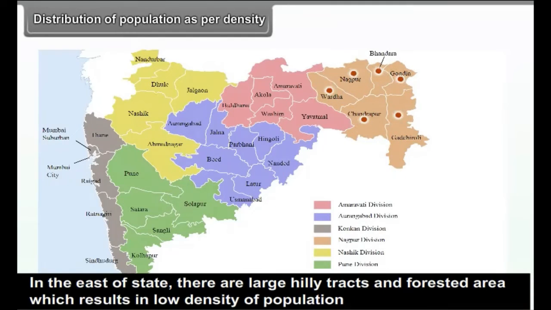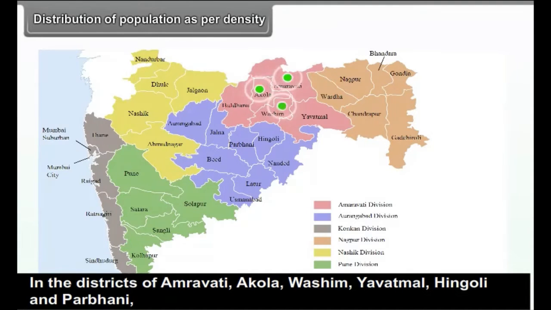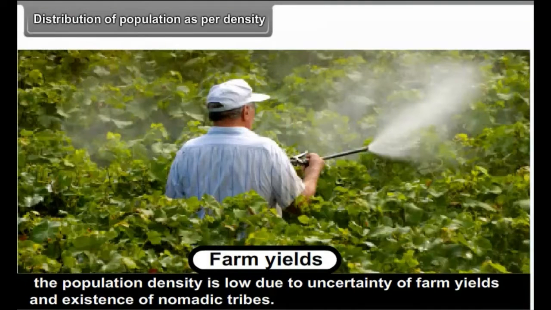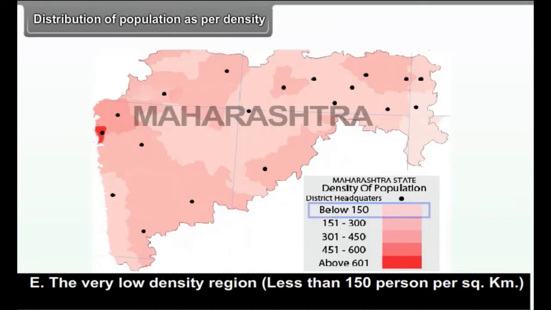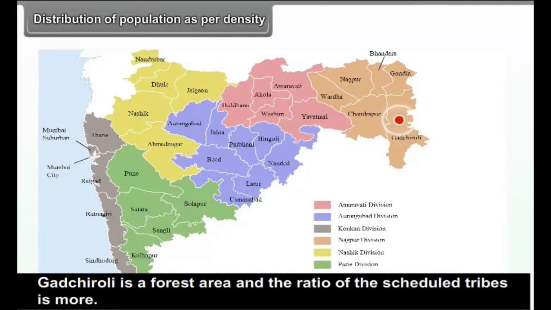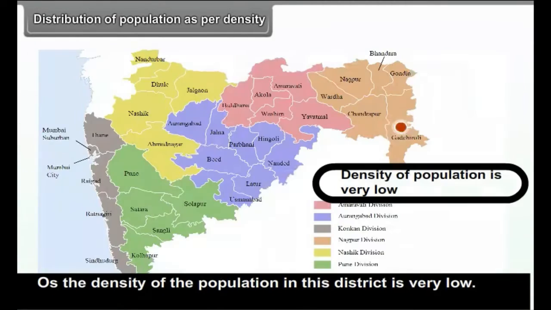In the east of the state, there are large hilly tracts and forested areas, which results in low density of population in the districts of Bhandara, Gondia and Chandrapur. In the districts of Amravati, Akola, Washim, Yavatmal, Hingoli and Parbhani, the population density is low due to uncertainty of farm yields and existence of nomadic tribes. E. The very low density region, less than 150 persons per square kilometer. Gadchiroli is a forest area and the ratio of the scheduled tribes is more. There is no development in farming, transportation and industries. So, the density of the population in this district is very low.